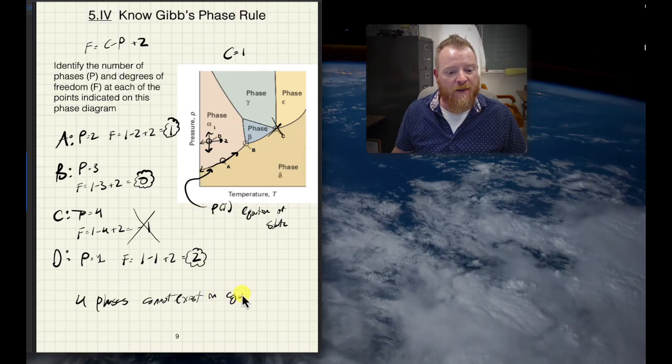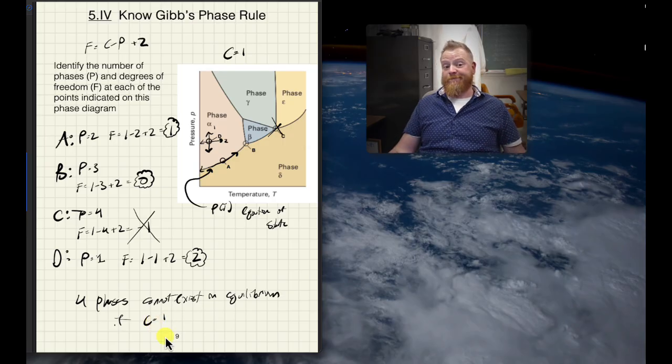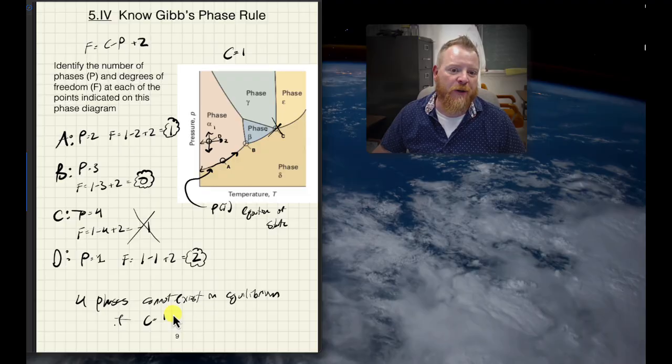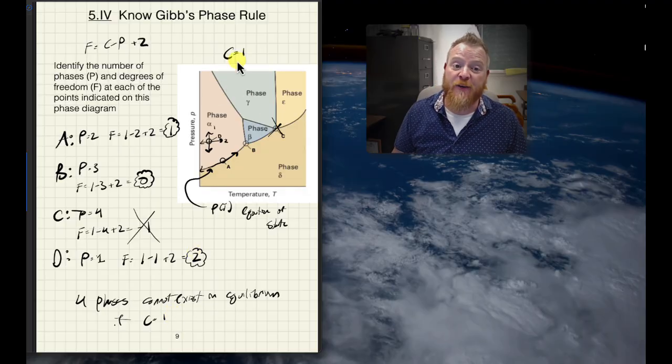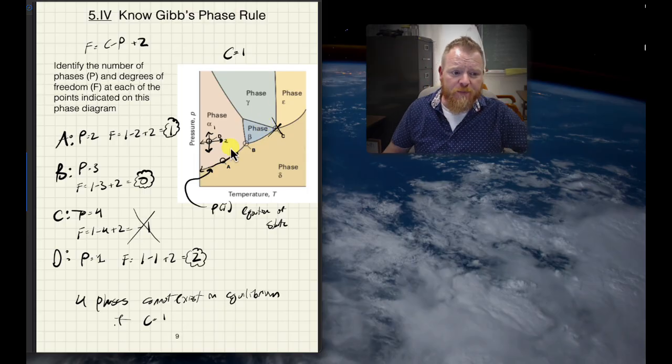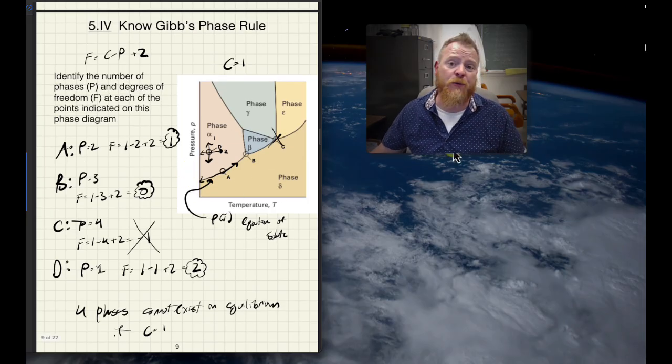So in other words, 4 phases cannot exist in equilibrium if C equals 1. For a pure material, we can't have 4 phases in equilibrium. Now, if we had a phase diagram of a mixture, and we'll get into that soon, where C is greater than 1, then you might imagine we can have 4 phases, or even in some cases 5 phases in equilibrium. But it's important to recognize for a pure material, we can only have 3 phases in equilibrium.